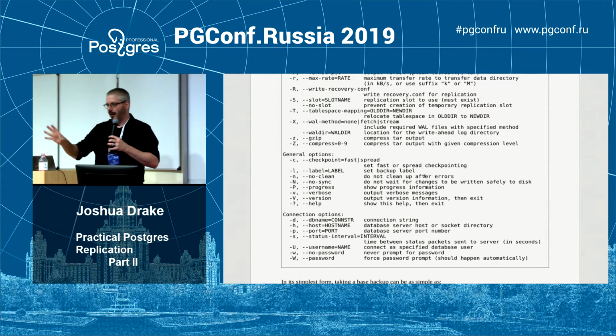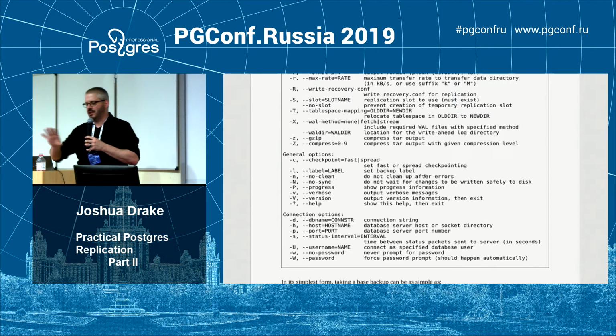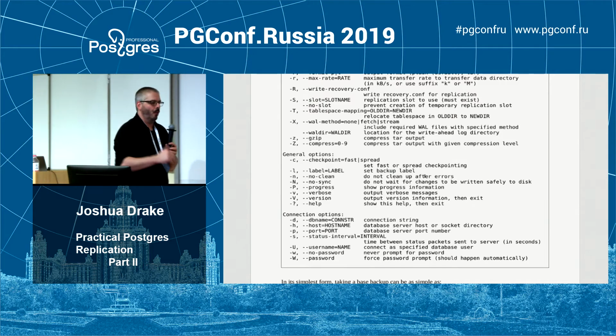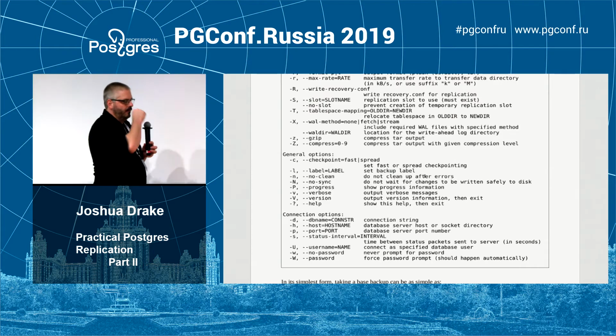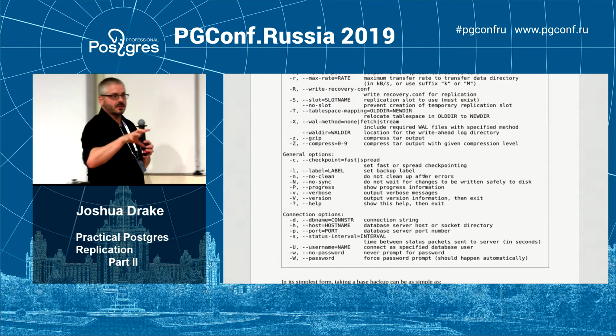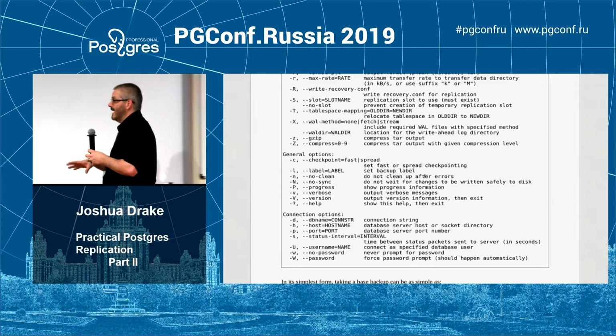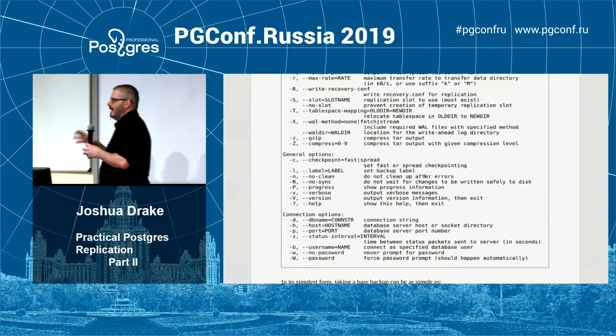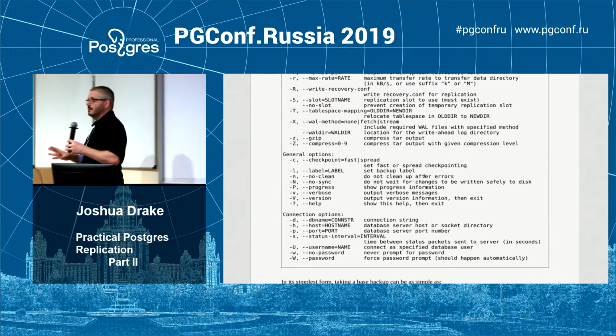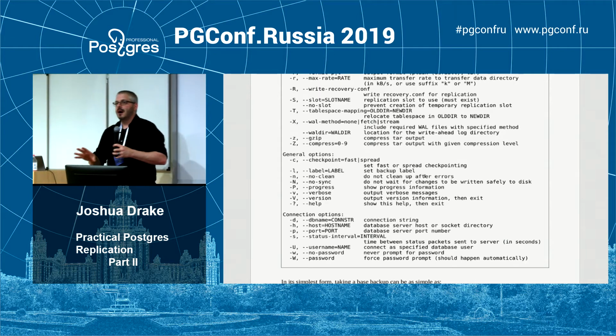Gzip, if you're using tar output, do you want a gzip? This is actually one of the reasons why I don't like pg_basebackup for normal backups versus just a base backup, because gzip is slow. It's a decent compression algorithm, but there are better ones.